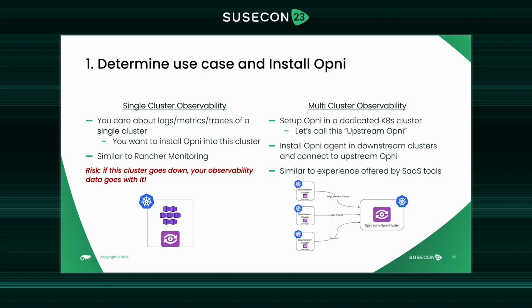Now, in the multi-cluster use case, you would set up Opni into a dedicated Kubernetes cluster. Let's call this the upstream Opni. Next, you would install Opni agent into all of your downstream clusters, and this will automatically connect to the upstream Opni. And this is an experience that's similar to what is offered by SaaS tools. So once you install the agent into downstream clusters, you have the freedom and flexibility to ship logs, metrics, or traces.